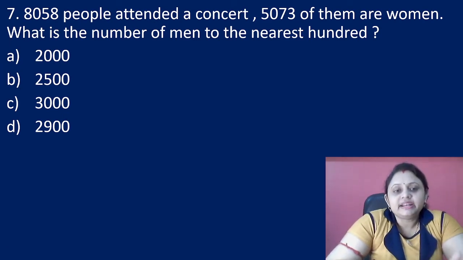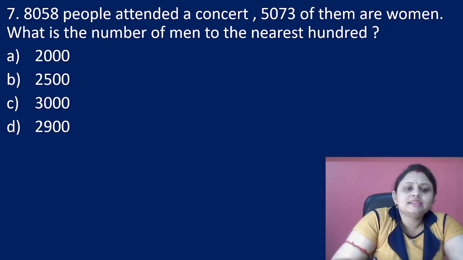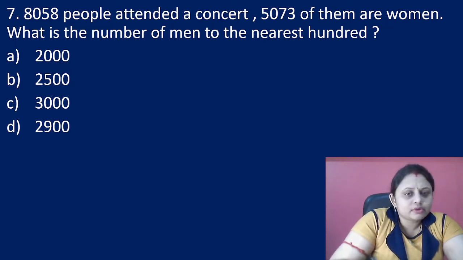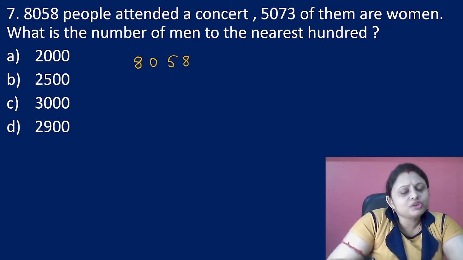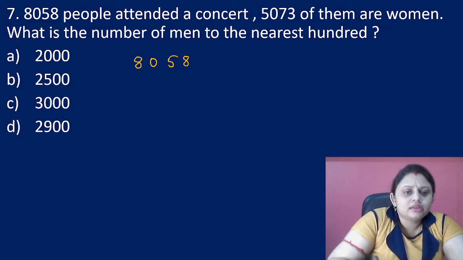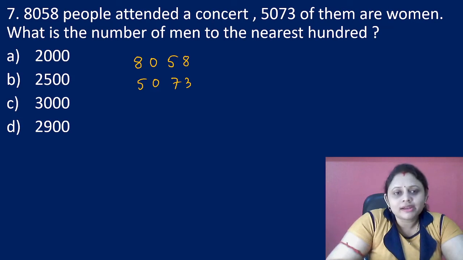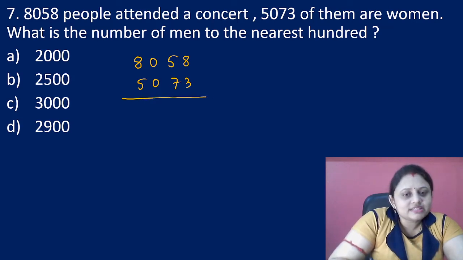Okay बच्चों, next. 8058 people attended a concert. 5073 of them are women. What is the number of men to the nearest 100? Okay, so what is the total number of people in the concert? That is 8058. Then what is the number of women? That is 5073. How can you find out the number of men? We will simply subtract these two numbers.